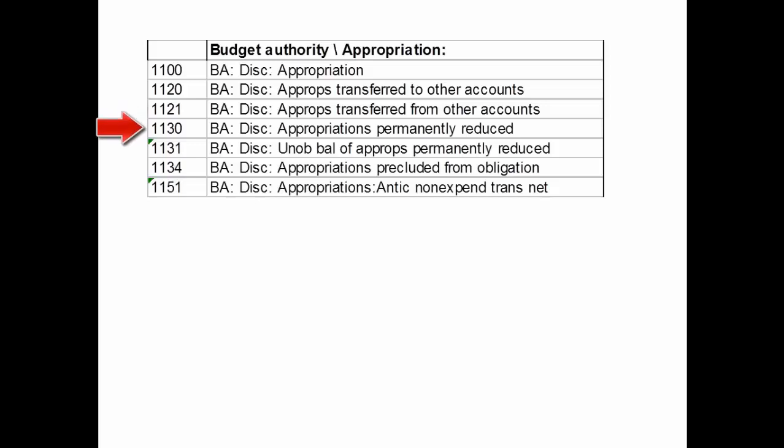Line 1130 is used to reflect amounts of appropriations permanently reduced, either by rescission or sequestration, and line 1131 is used to reflect amounts of unobligated balances permanently reduced. Line 1134 is used primarily during continuing resolutions to reflect amounts appropriated that are not available for obligation. Line 1151 is used to reflect anticipated transfers that might ultimately appear on line 1120 or 1121.